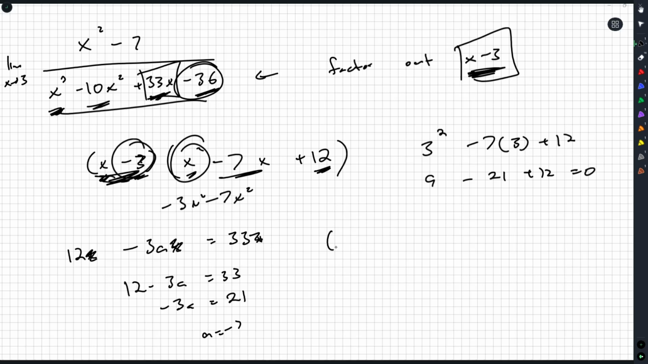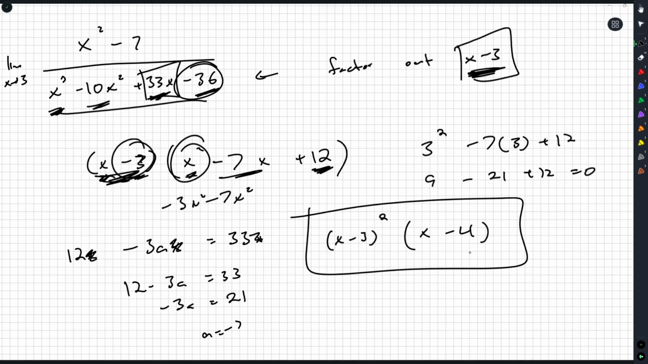So we already have one copy of x minus 3, but we can bring out a second one, and then we can factor this as, so you'll get an x, and then to get plus 12, you'll have to have minus 4. Okay? So the bottom can factor as this, and this definitely doesn't have any x minus 3 factors.